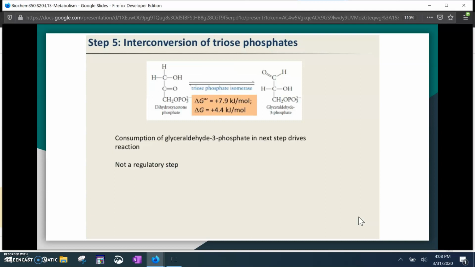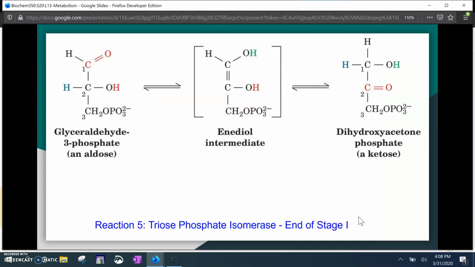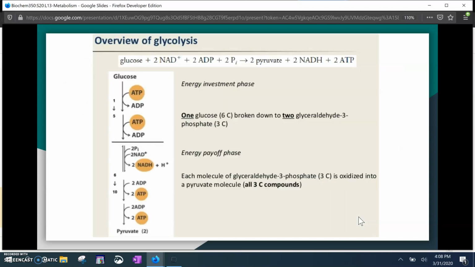So step 5 then is the interconversion of the triose phosphates. We said that we resulted in the dihydroxyacetone phosphate and glyceraldehyde 3-phosphate. And these pretty much go back and forth. They interconvert very easily. The delta G's between them aren't very much, and it drives the next steps in regulation. So these are not a regulatory step either. Like I said, this goes back and forth between the two different types and is this intermediate, which is like a combination of both. And this proceeds by an enzyme called triose phosphate isomerase. And this would be the end of stage 1.